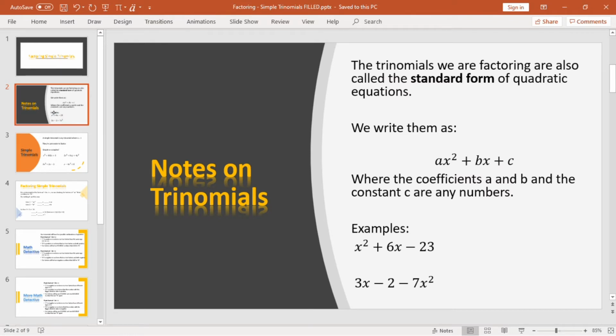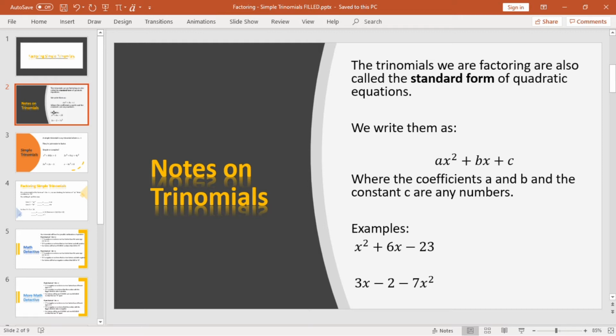When I say trinomial, I mean a second degree equation. So my biggest power would be a square on a variable. They're also the standard form of quadratic equations, which is where, like it or not, if you got to this point, you have seen it before. You just probably blacked it out, as many people do.